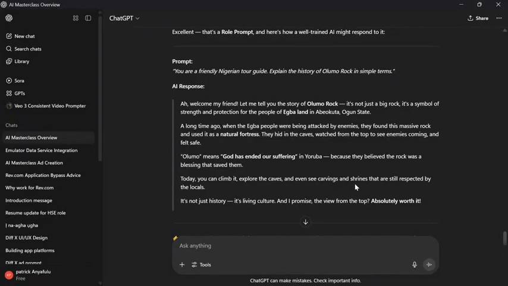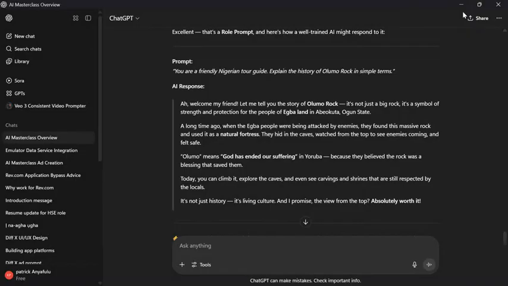It puts you in that perspective that you are probably outside, meeting with people you are taking on a tour, showing them Olumo Rock and telling them, this is how it is, this is how it is, this is how it is. So that's it. It's as simple as that.